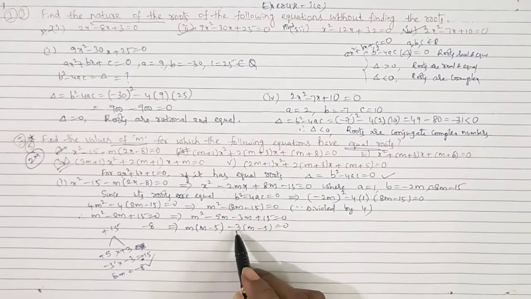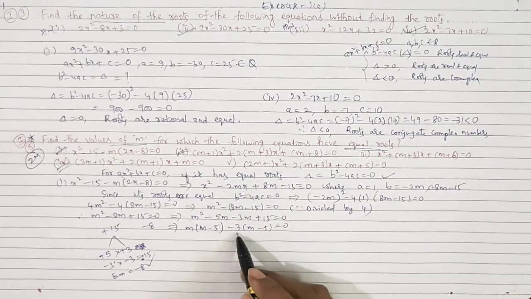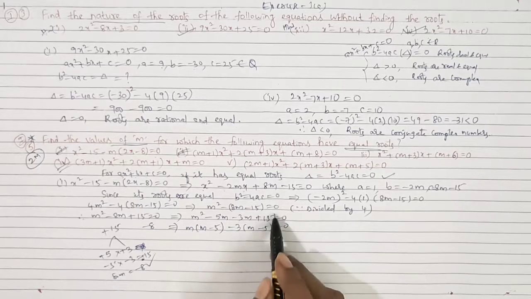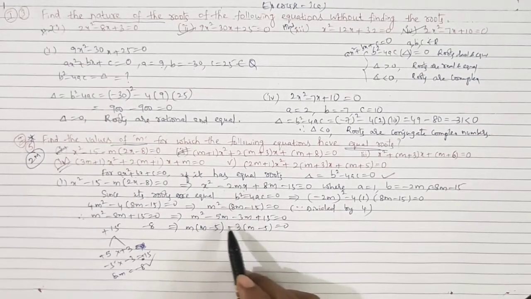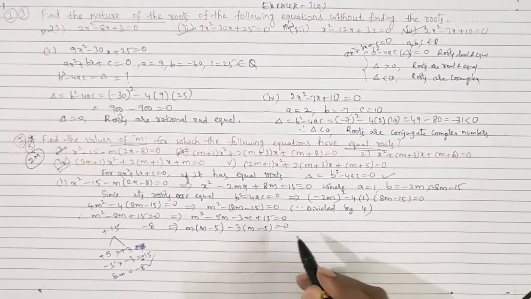If you want to cross check again, whenever you factorize the given quadratic equation, you again cross check after taking the common factors. Minus 3 into m, minus 3m, minus into minus plus, 3 fives are 15. Here also m into m square minus 5m. If you are not confident, better cross check like this. If you are confident, no need.